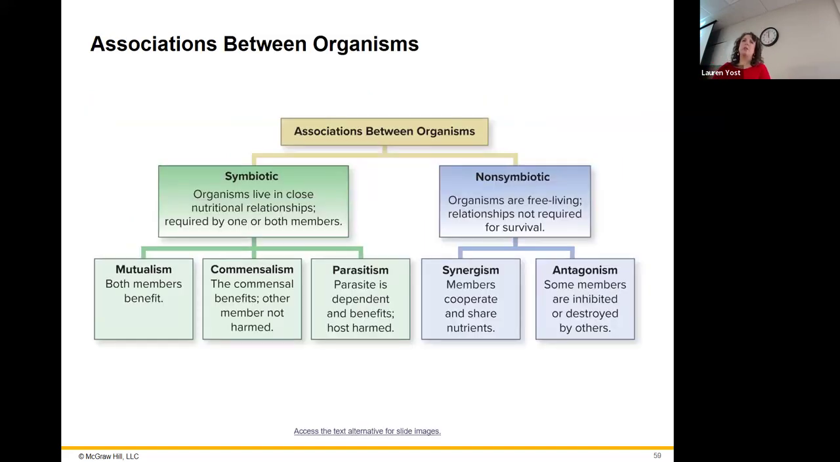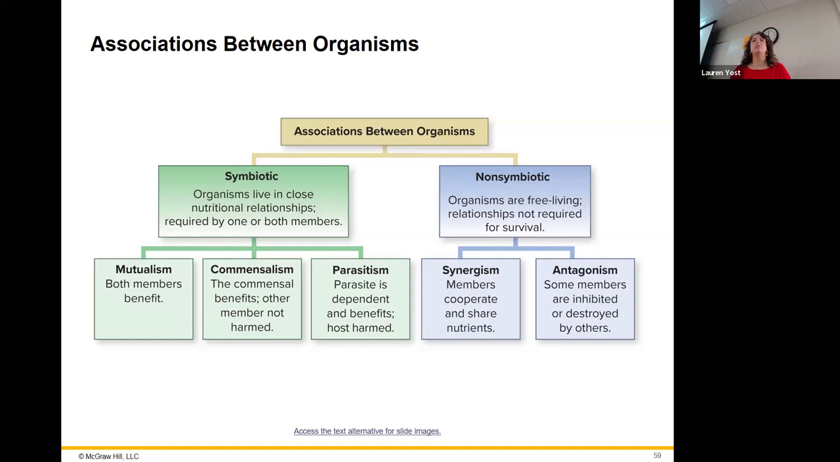All right, associations between the organisms themselves: we've got symbiotic versus non-symbiotic relationships. Symbiotic, you are in close relationships. It's usually required by one or the other or both organisms. Non-symbiotic, you can have relationships with one another, but it's not required in your life cycle, right?